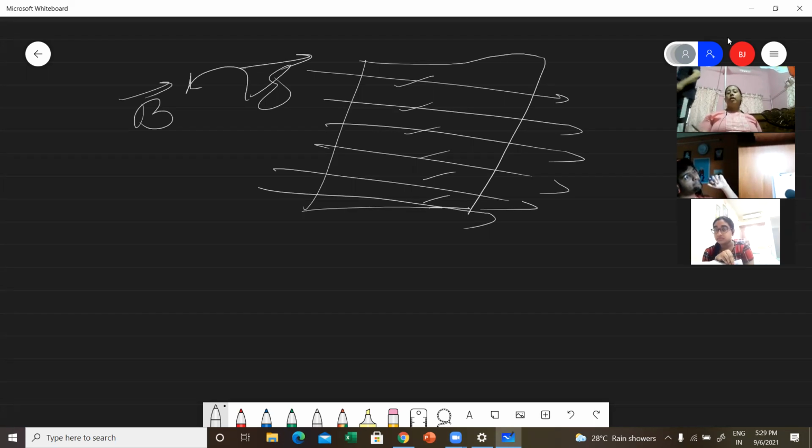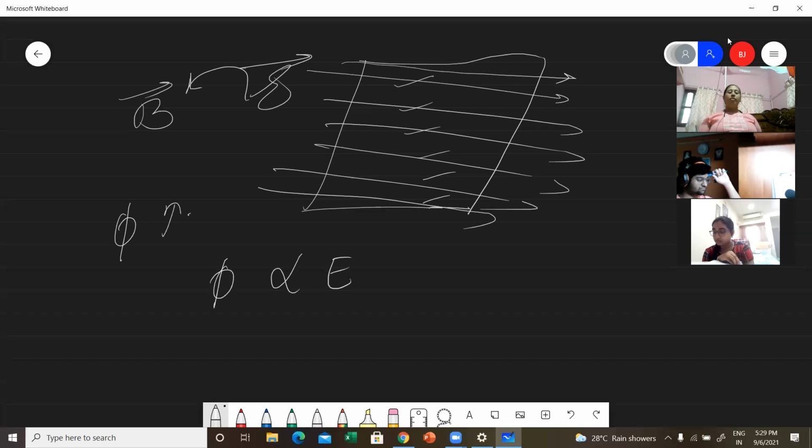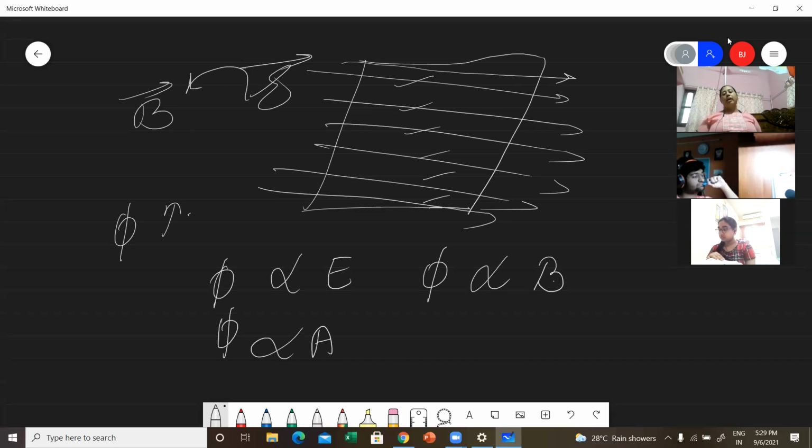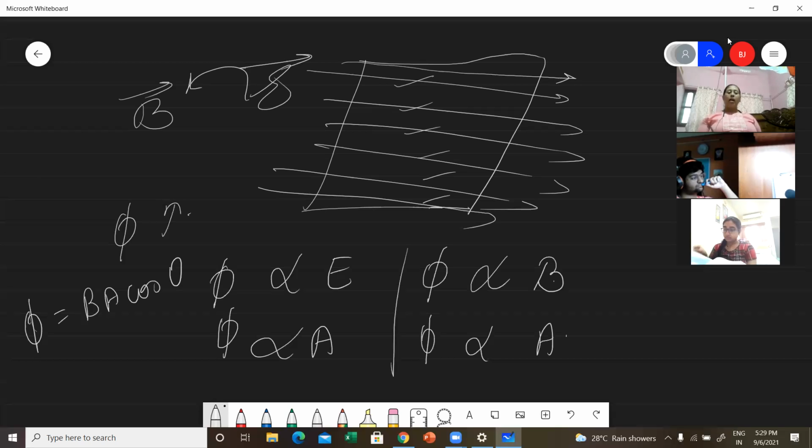If more electric field lines are passing through this area, my flux will also increase, because flux is directly proportional to the electric field, or we can say to the magnetic field, and flux is directly proportional to area. Because of that, phi equals BA cos theta in the case of magnetic flux, and in the case of electric flux, we write EA cos theta.